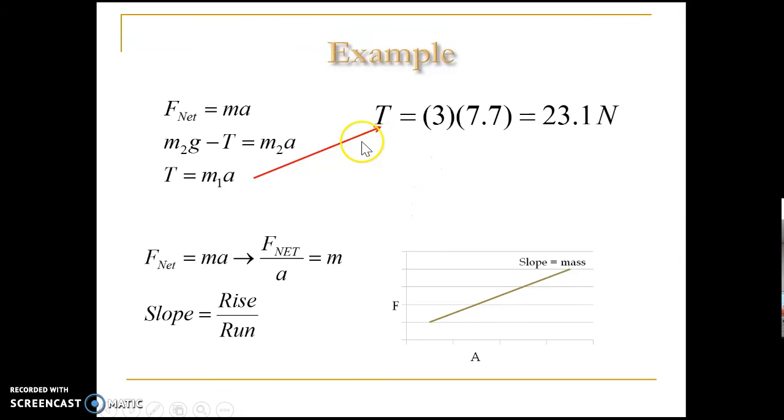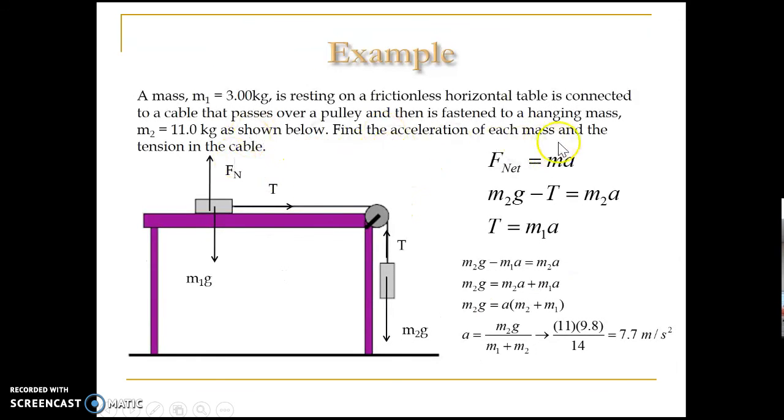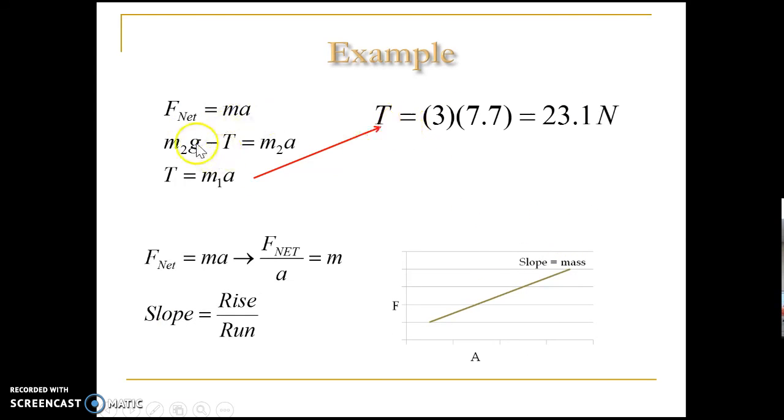So a couple of other things real quick. You were also asked to find the tension in the cable, right? So we found the acceleration. Now I need the tension. Well, tension was just m1a. So I'm just going to plug that in. Tension was m1a. I know m1 was 3. I found the a just a second ago. That was 7.7 meters per second squared. I find the tension in the rope to be 21.3 newtons.